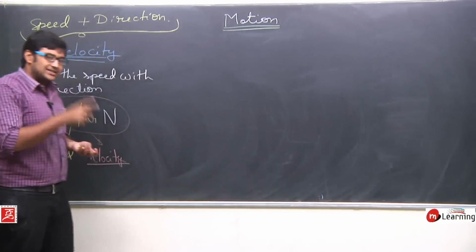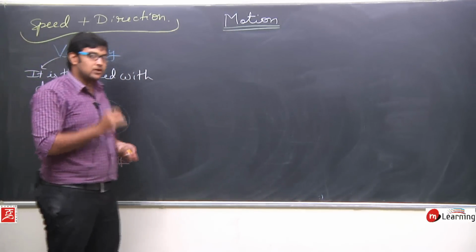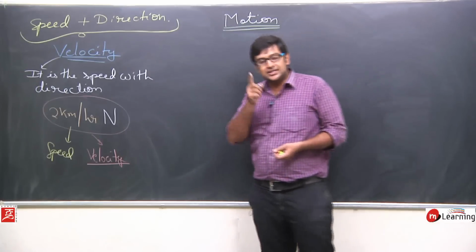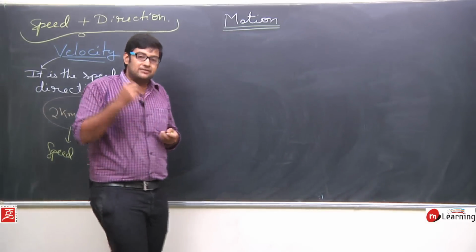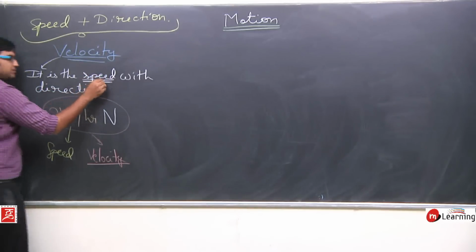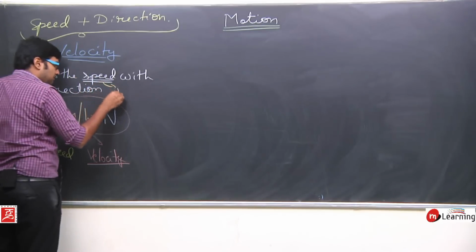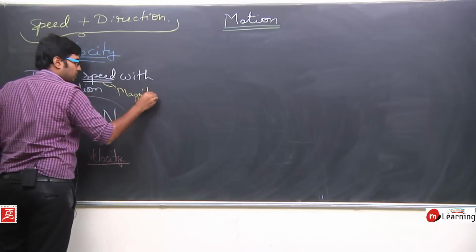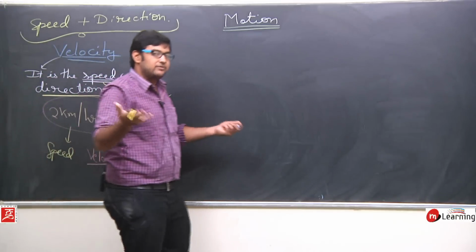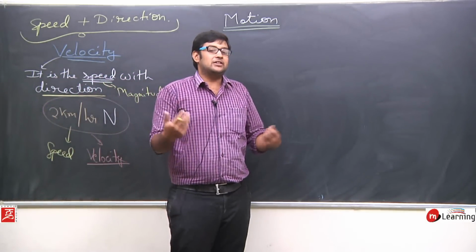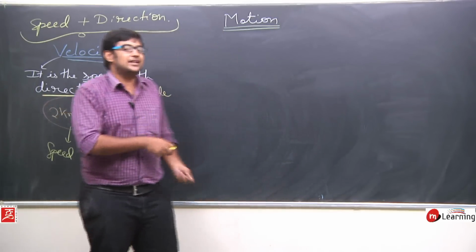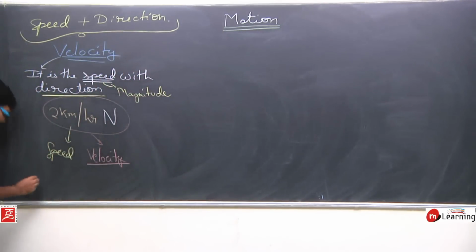Now most important, as I told you, there are two types of quantity. One quantity has only magnitude, while the other quantity has magnitude as well as direction. So velocity has magnitude as well as direction. Magnitude is represented by speed, and this is the direction. So what kind of quantity will this velocity become? Since it has magnitude and direction, definitely it is a vector quantity.